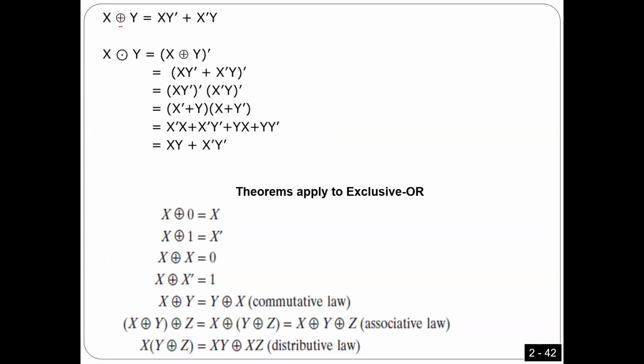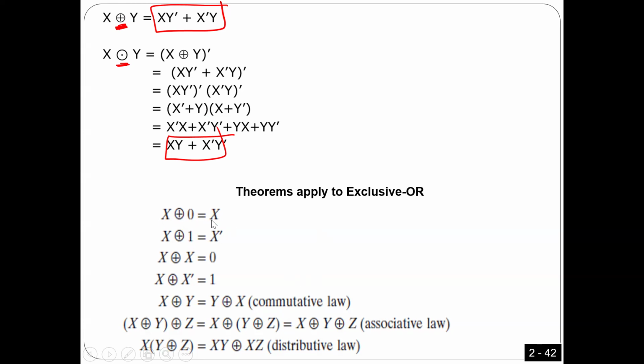What you need to know: in case of exclusive OR, this is the formula. In case of exclusive NOR, this is the formula: xy or x prime y prime. We have some theorems or properties that I can use with exclusive OR.